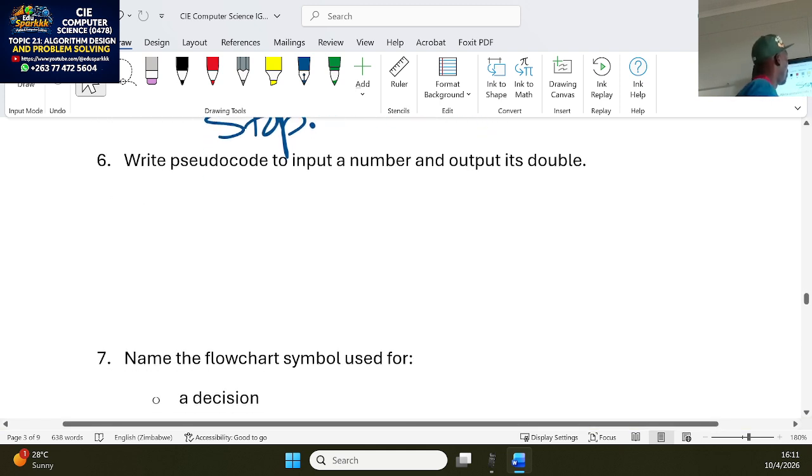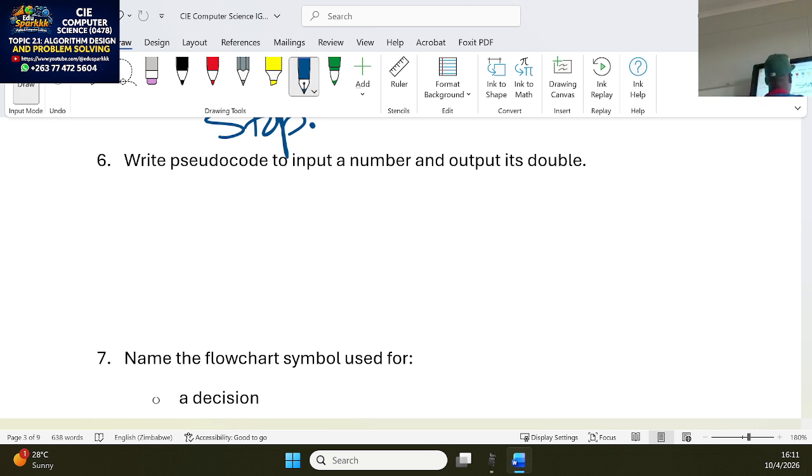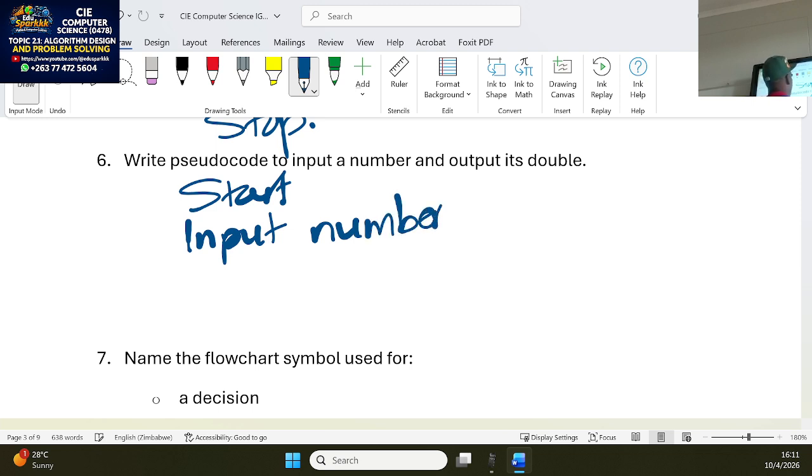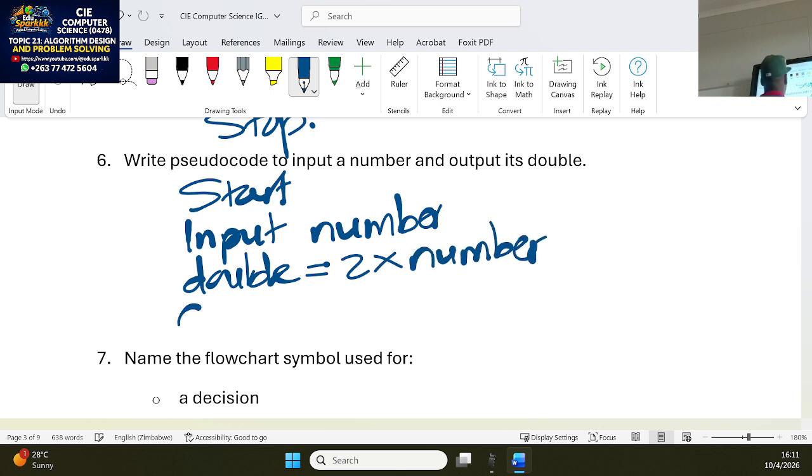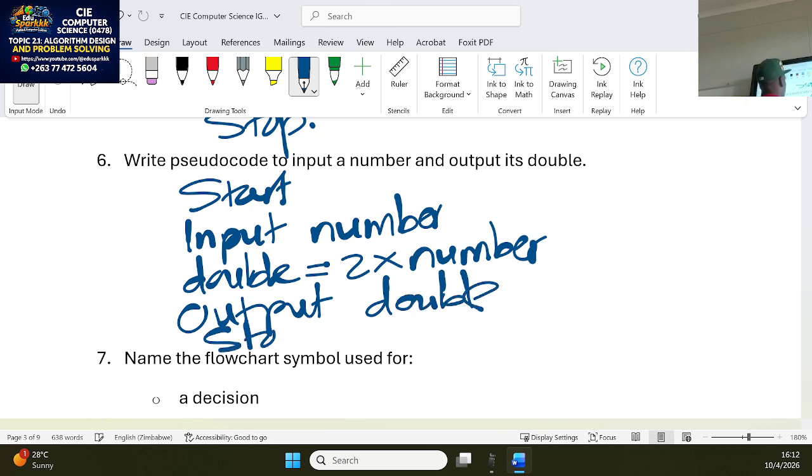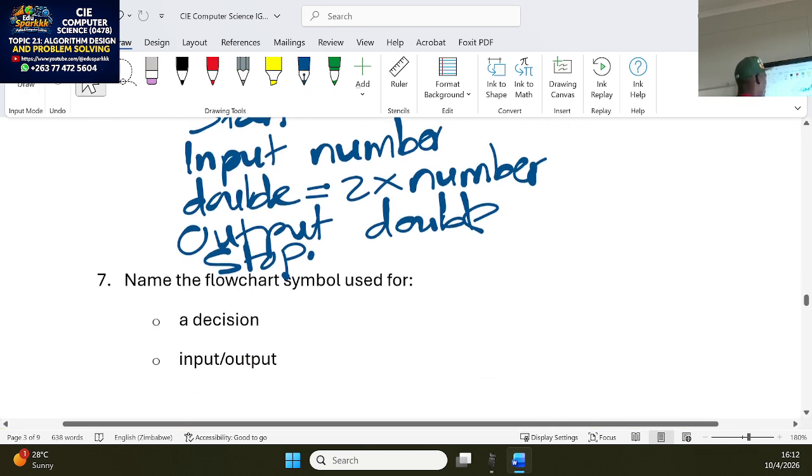Now, next we want to write a pseudocode to input a number and output its double. So we can, as usual, start with starting the process. Then we input and the variable is number. Then we can say a new variable double is equal to twice the number. Then output, which is what we display, is double. And once we do this, we can then stop. I'm sure we'll be done with that particular algorithm.